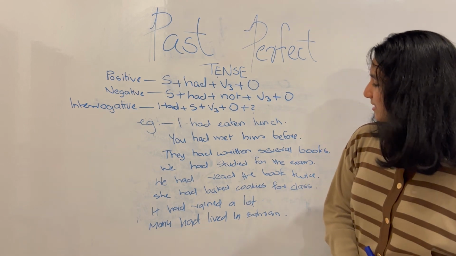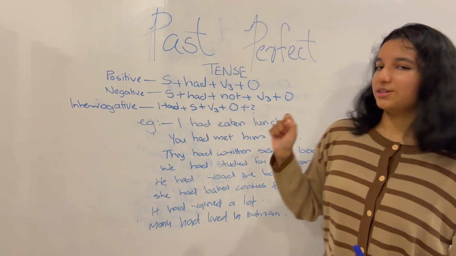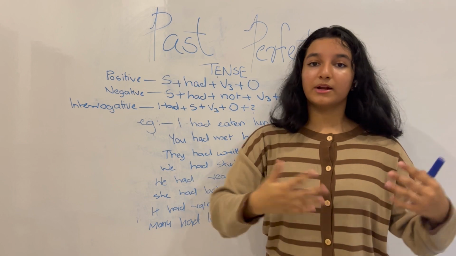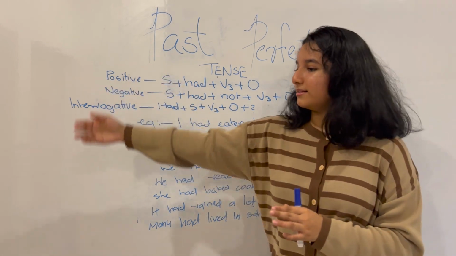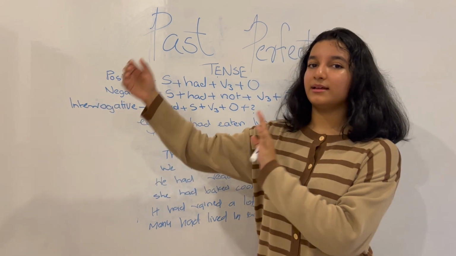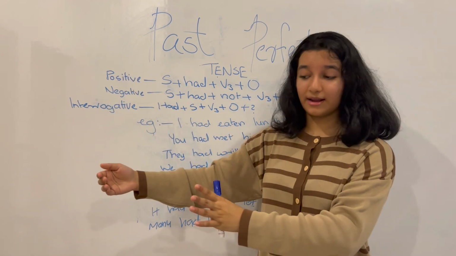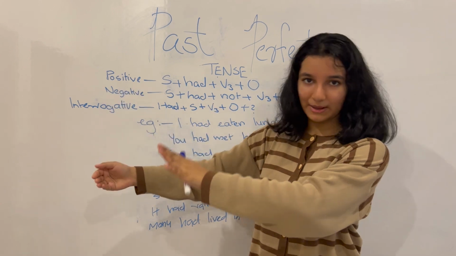And also, we can see here, I had eaten lunch. I'm not still currently eating lunch. I had done it before, and it has ended. That action started and ended in the past. I had started eating lunch, and I finished eating lunch in the past.